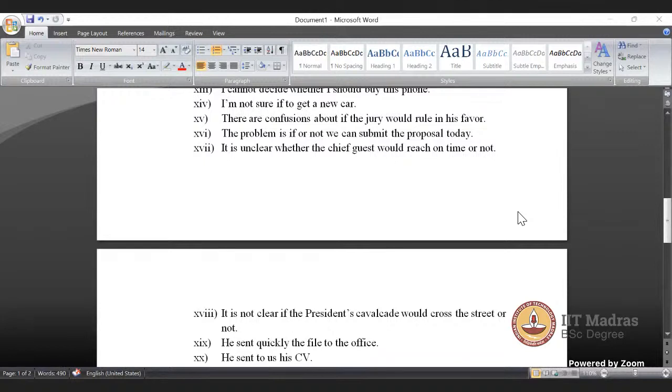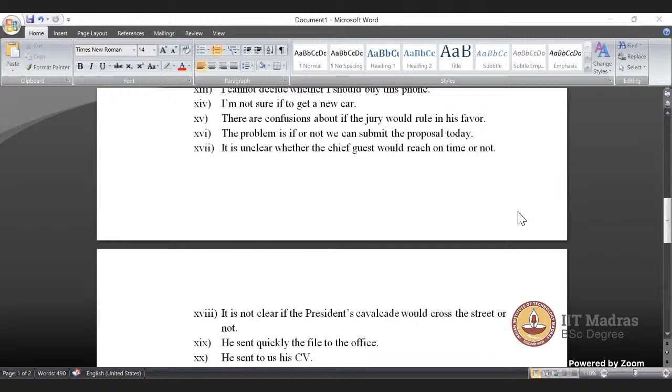Now, what is the difference? But still there is a difference, right? When you use whether, you make it sound more formal. So when I say it is unclear whether the chief guest would reach on time or not, I'm trying to make it formal, right? When I say the president's cavalcade would cross the street or not, it is very informal. So to convert this into a formal sentence, I can use whether. It is not clear whether the president's cavalcade would cross the street or not. That makes it sound more formal, and if makes it sound informal. So the difference here is only between the levels of formality. Grammatically, both of them are correct.